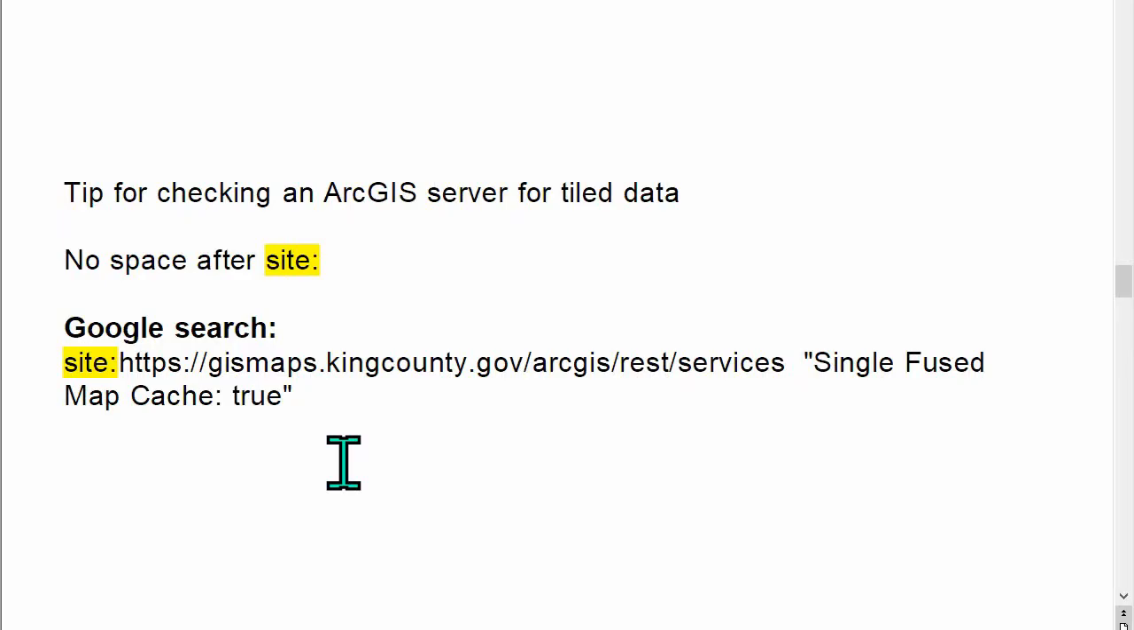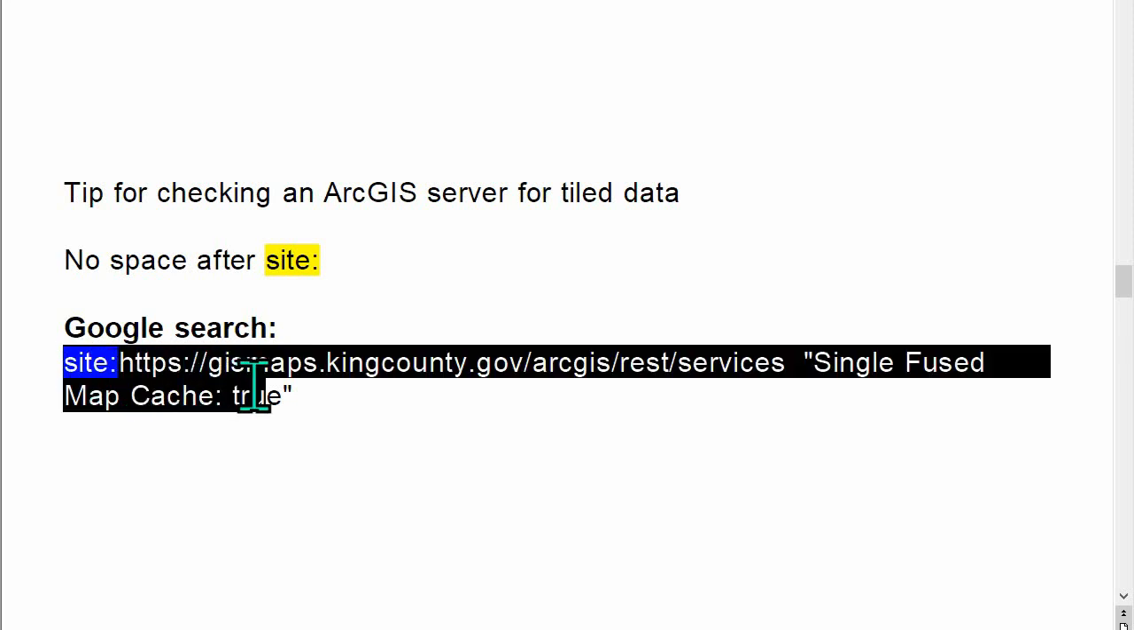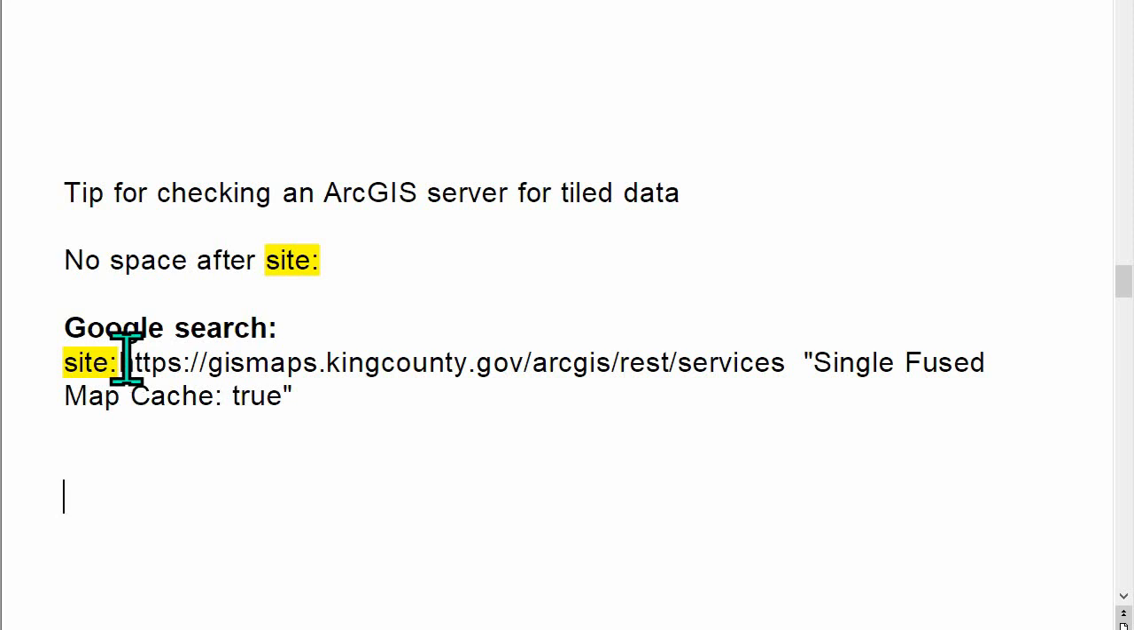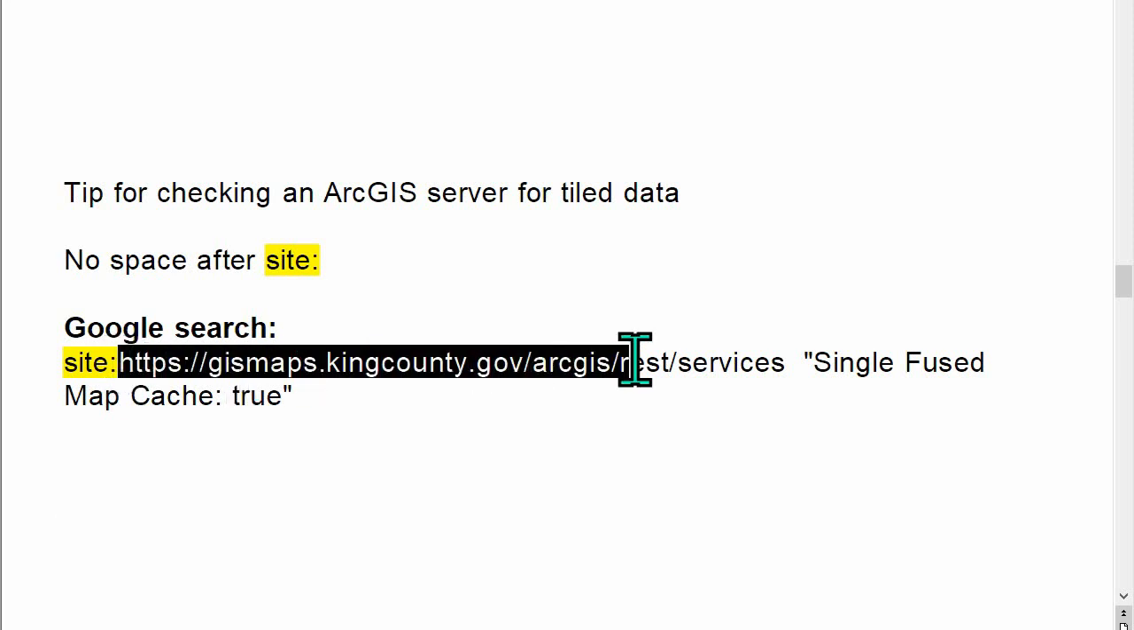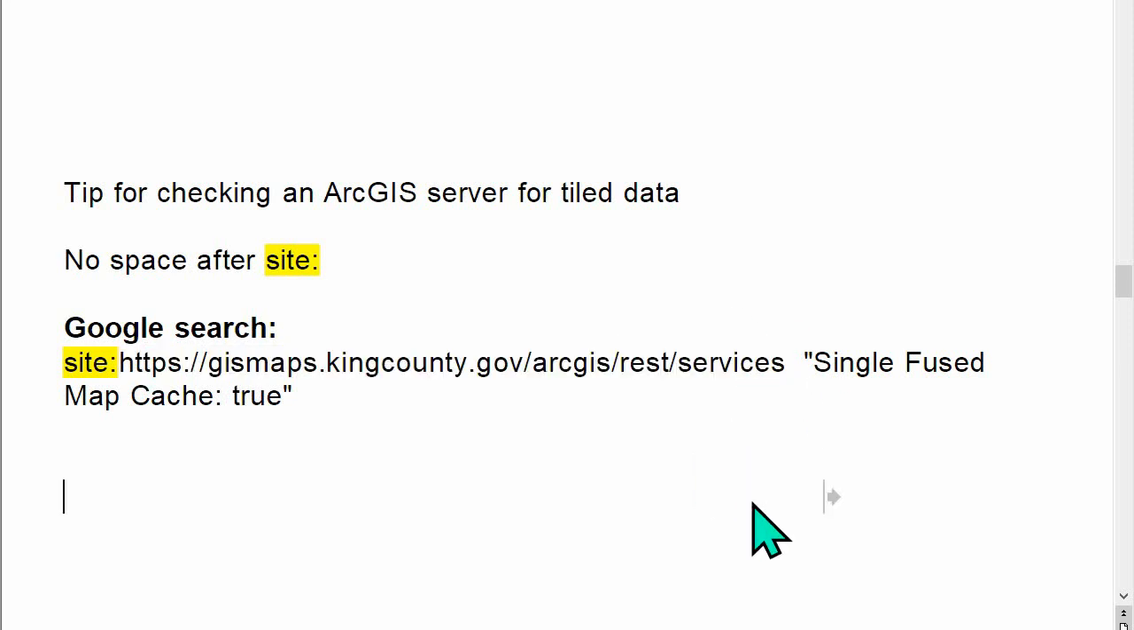Now I'm going to show you a trick for checking any ArcGIS server address to see if it has tiled data. Use a Google Advanced Search, just like this example right here, and make sure that you do not put any space in between site and the address of the server that you want to check. And make sure you include the quotes just like I've got it here.